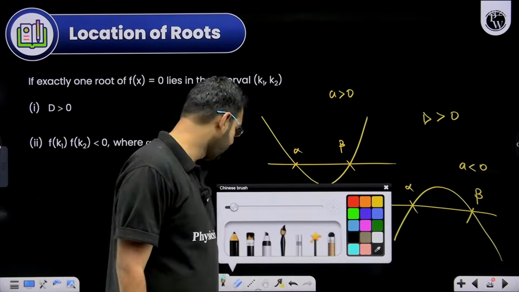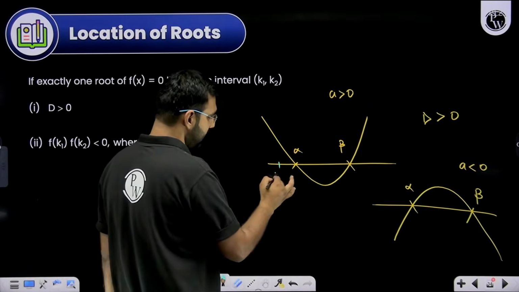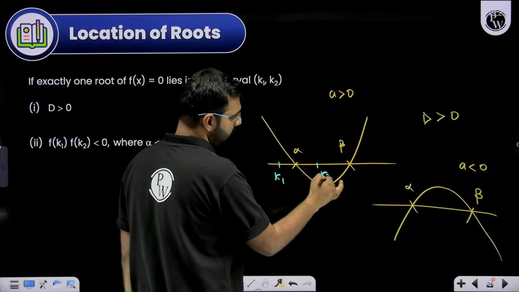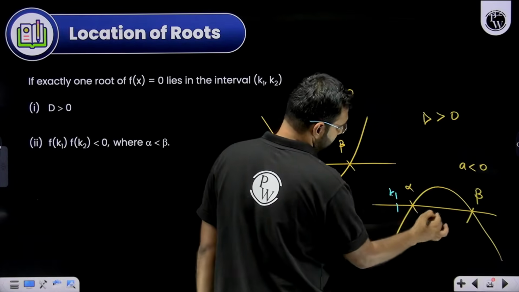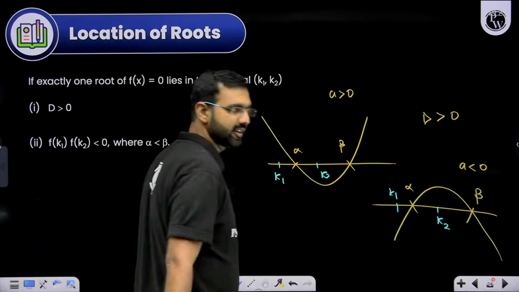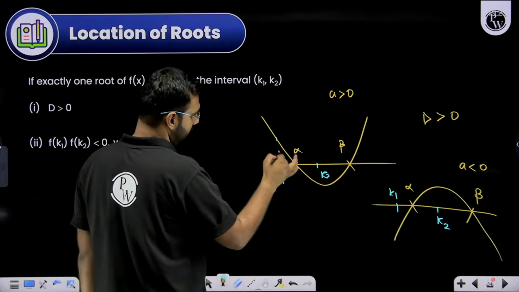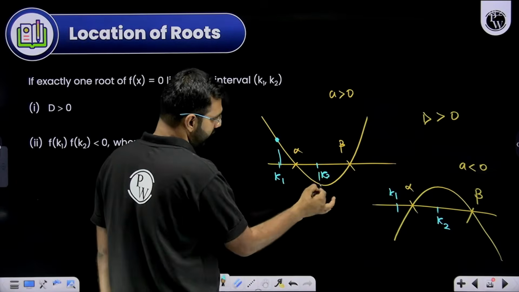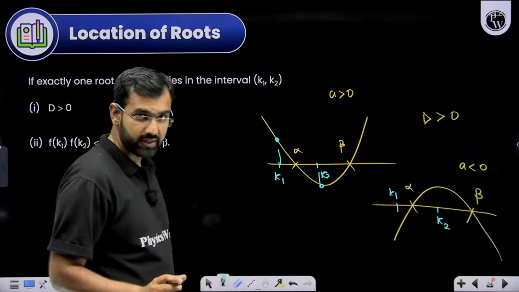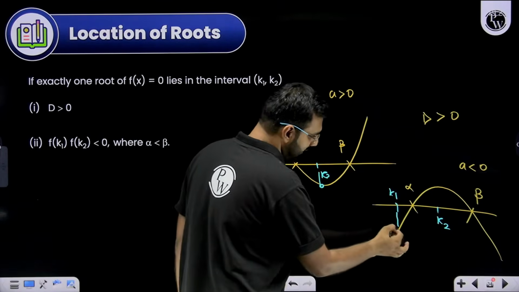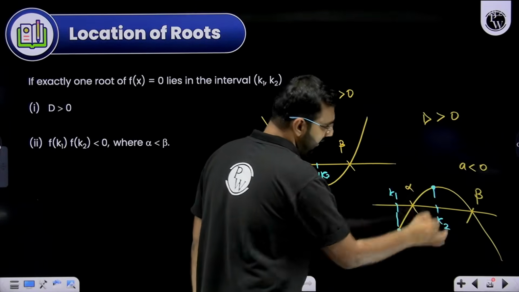Now, I am given two numbers, k1 and k2. Let's say here, this is k1 and this is k2. Or let's say here, this is k1 and this is k2. I'm ensuring that alpha lies between k1 and k2. It is absolutely fine. All I'm saying is that if I find f of k1, it will be positive. If I find f of k2, it will be negative. Opposite. F of k1, if I find, it will be negative. F of k2, if I find, it will be positive.